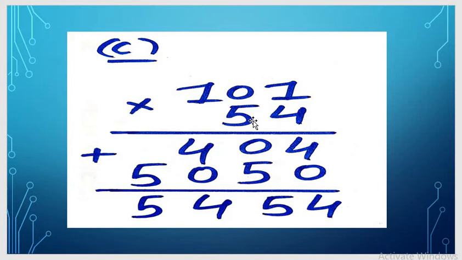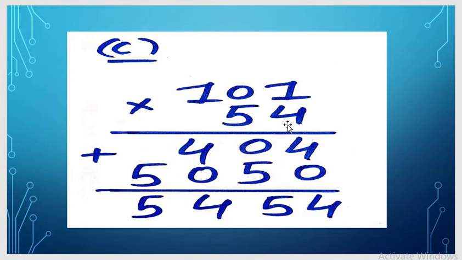So students, one by one we have done two sums, question number 1 and 2. As we did those, let's do question number C. So do with me, all students. 4 multiplied by 1, 0 and 1, and then in turn 5 multiplied by 1, 0 and 1. Got my point, all students? So let's start solving the sum. Understood, all students?